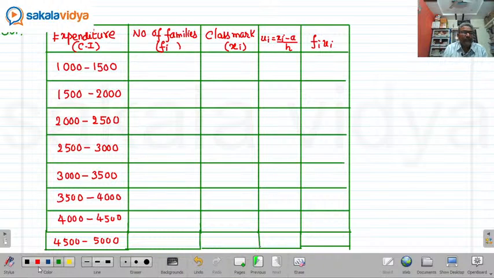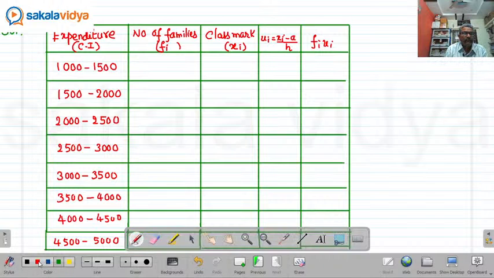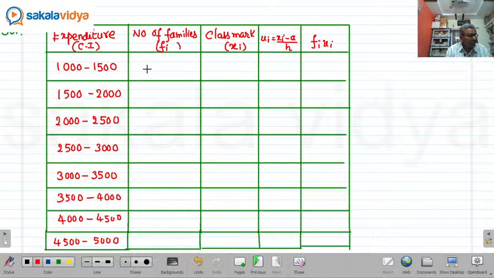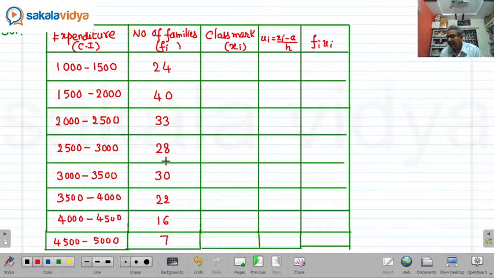Right. So now this frequency is 24. This is 40. This is 33, 28, 30, 22, 22. Okay, right. 22, 16, 7. First, let us find out the mode.